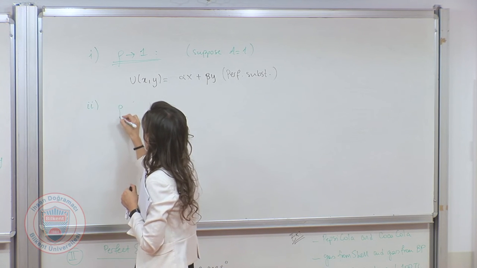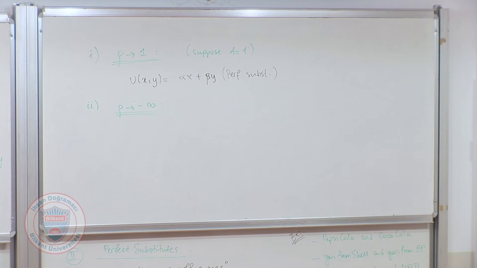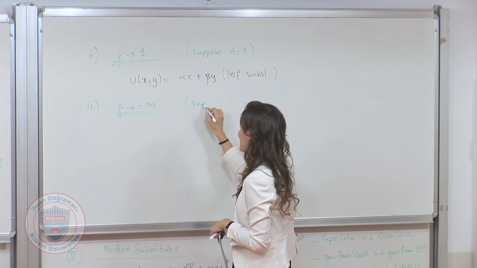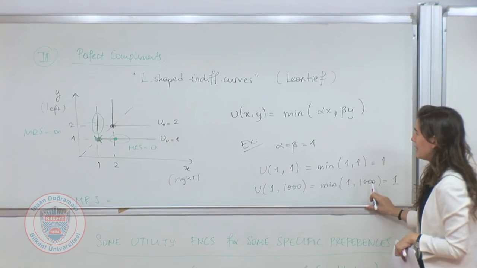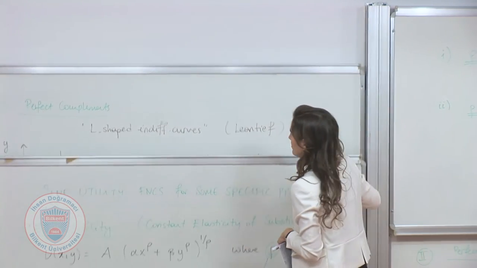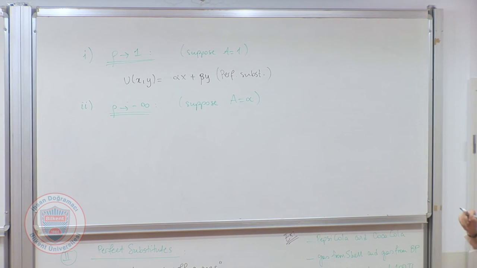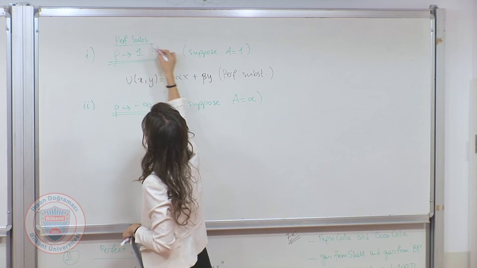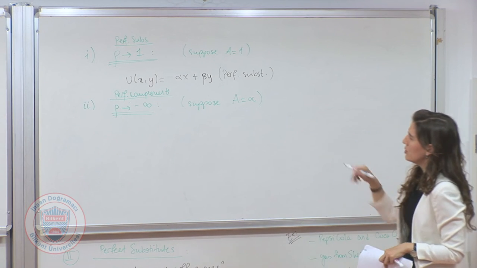Now the other one is when rho goes to minus infinity. Then you said, hocam, the degree of substitutability between these two goods is very low. They're not substitutes at all. You said perfect complements, right? So this will correspond to that case. But again, to show it as the case we have here, I'm going to pick A as alpha. Suppose A is equal to alpha, otherwise you won't be able to get it, okay? So here, this is perfect substitutes, and this is perfect complements, right?